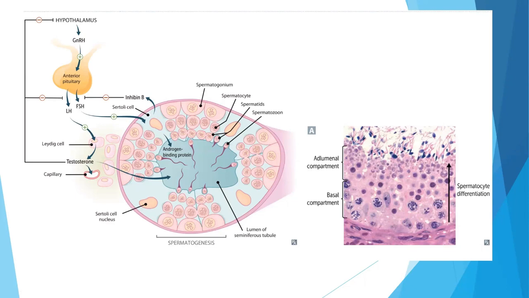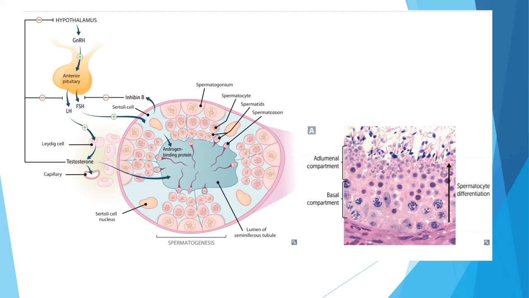Now, this is the basic pathway of spermatogenesis. You can see that the hypothalamus produces GnRH, which acts on the anterior pituitary to form LH and FSH. The LH acts on the Leydig cell to produce testosterone. Now, this testosterone will act on the androgen binding protein. Right. Now, this androgen binding protein will be used in the formation of the sperms. And again, the FSH will act on the Sertoli cells, and the Sertoli cells will also stimulate the androgen binding protein, which will again stimulate the spermatogenesis process.